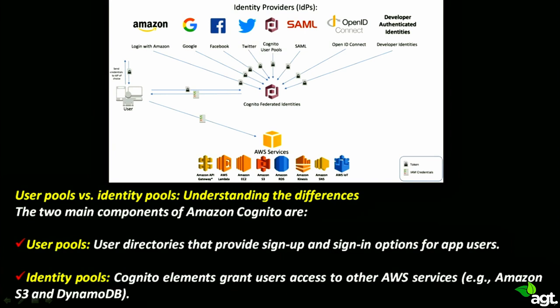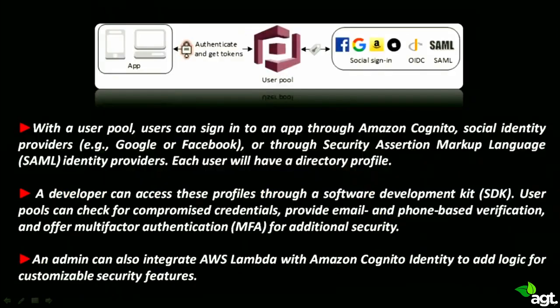The two main components of Amazon Cognito are user pools, which are user directories that provide sign-up and sign-in options for application users, and identity pools, the Cognito elements that grant users access to other AWS services, for example Amazon S3 and DynamoDB. With a user pool, users can sign in to an application through Amazon Cognito, social identity providers, for example Google or Facebook, or through Security Assertion Markup Language (SAML) identity providers. Each user will have a directory profile.